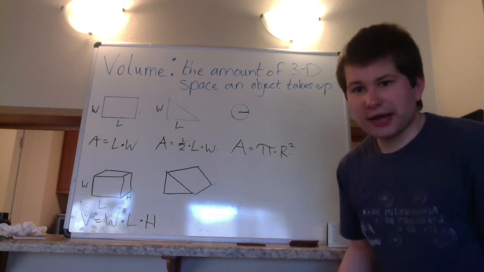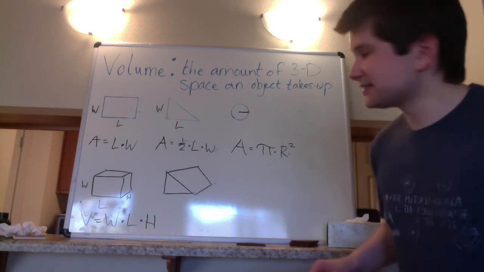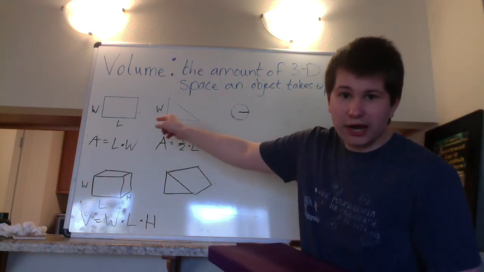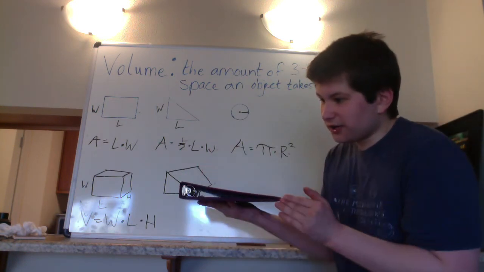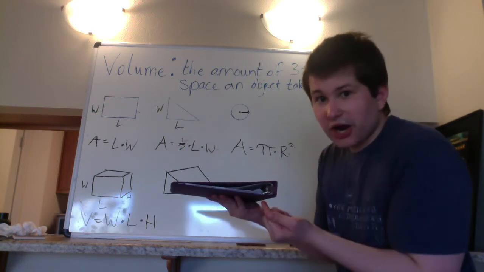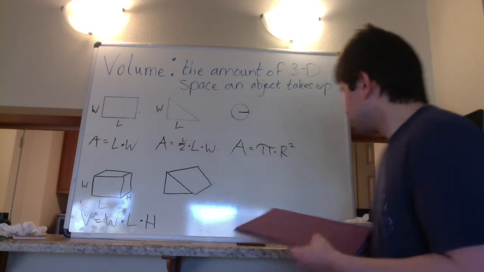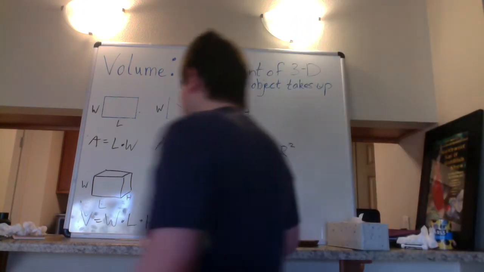Okay, how do we calculate the volume there? Well, first we need to identify what our base is. Our base is the triangle. How do I know that? Well, because if I see this triangle here and I flip it around to the other side, I have that exact same triangle.